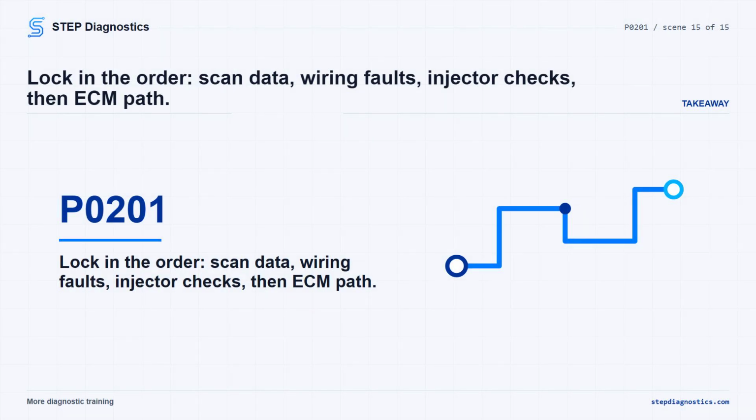The takeaway on P0201 is simple. Prove the circuit before condemning parts. Check the scan data, then separate shorts to ground, shorts to voltage, opens, high resistance, injector resistance, and the ECM path in that order.